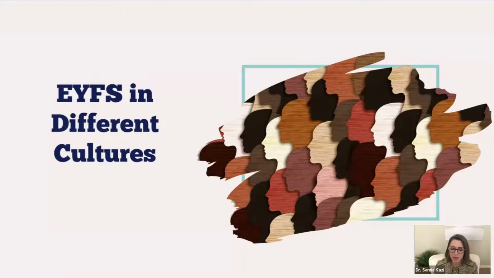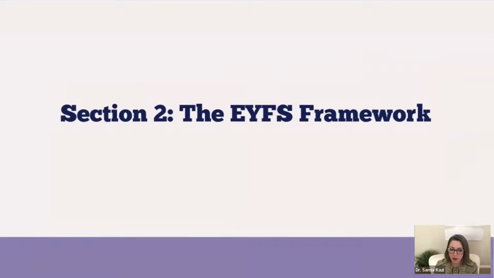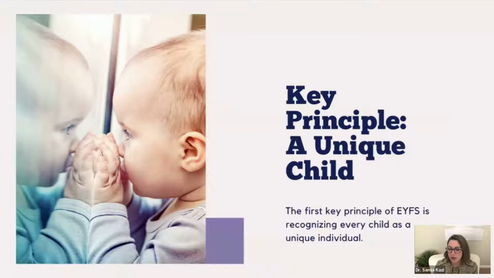So let's dive in a little bit more into the framework itself. We talked about the four principles. Remember, the first one was that you believe that every child is unique. This recognizes the individuality of the child. It emphasizes that children develop at their own pace and they have their own interests and their own learning styles.